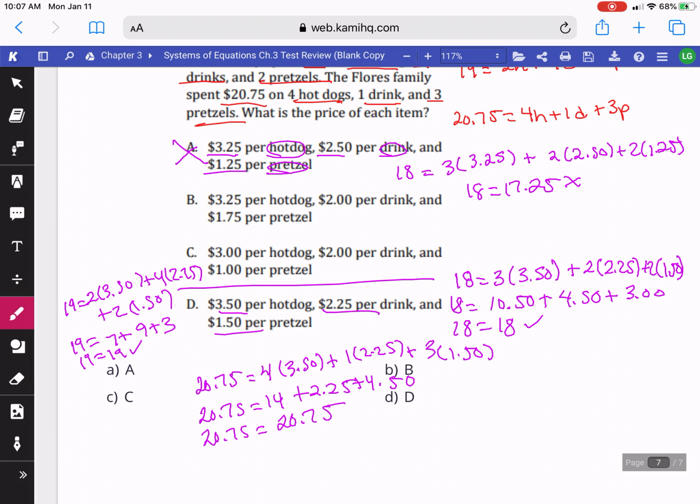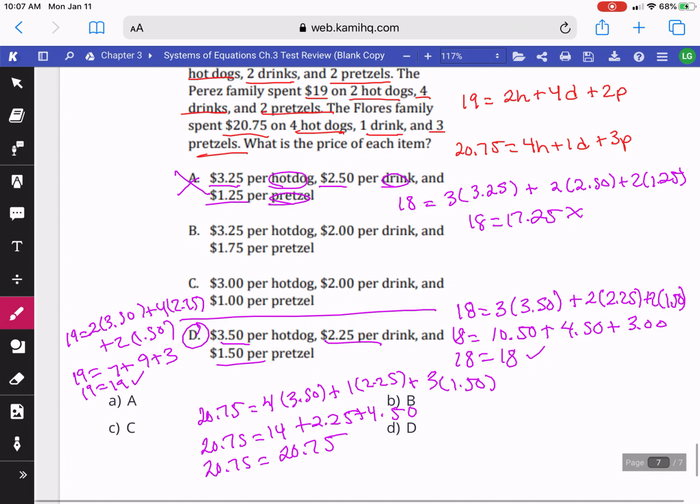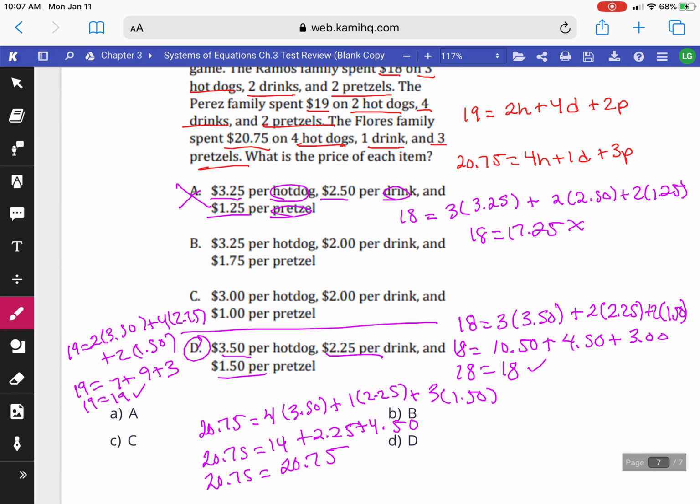So since D worked for all 3 families, it's the correct solution for that system. Again, I don't know how in-depth the other teachers went with you into the word problems. This type of problem will count as extra credit on your test.